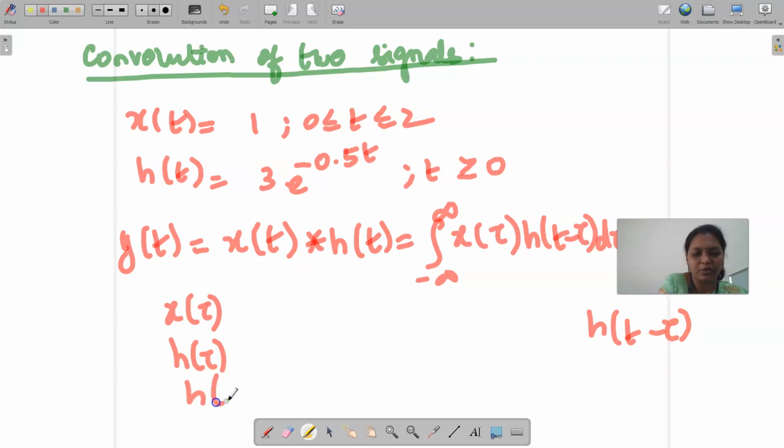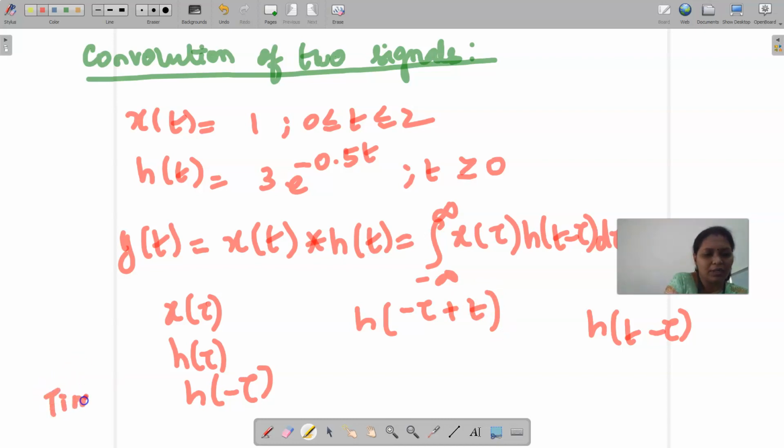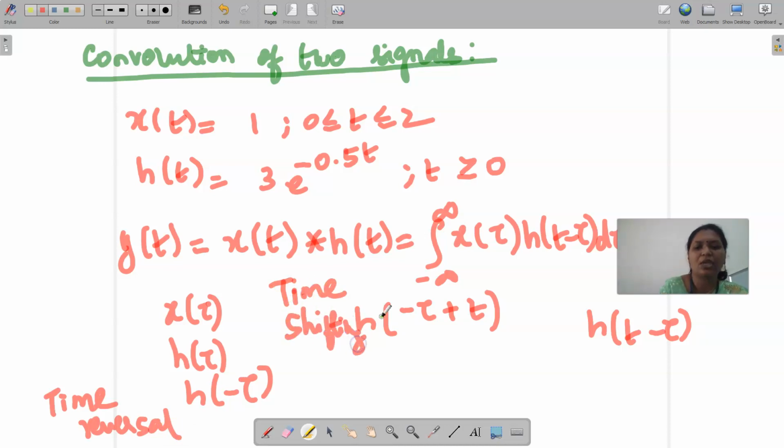So I have to find out h of minus tau, time reversal operation I have to apply, and then I have shifting, h of minus tau plus t I have, so it is time shifting operation. So the fourth operation is h of minus tau plus t, which is nothing but h of t minus tau. So here I have time reversal operation and here I have time shifting operation. And then finally these two are multiplied. So the next operation is multiplication operation.